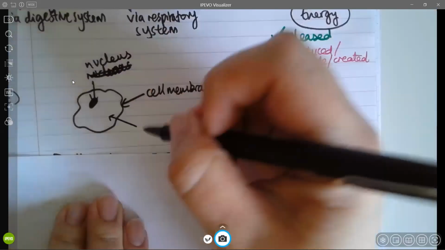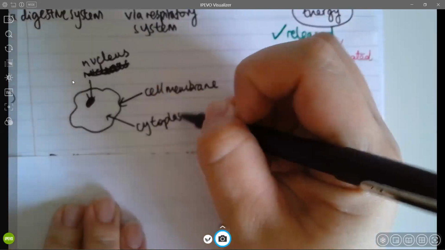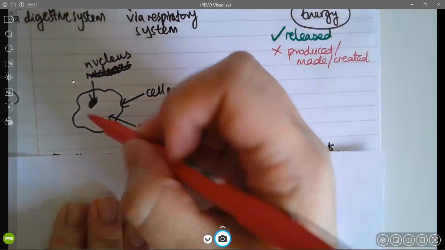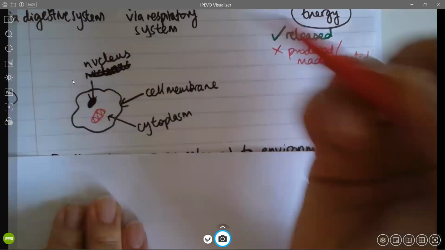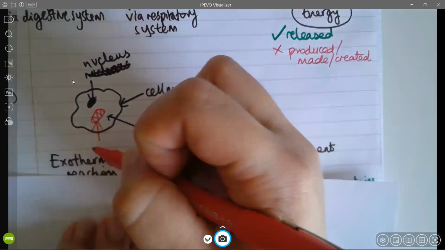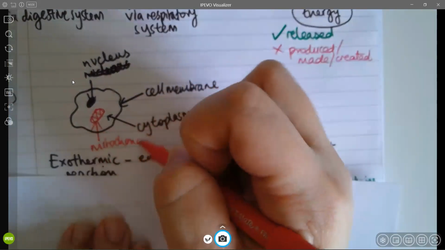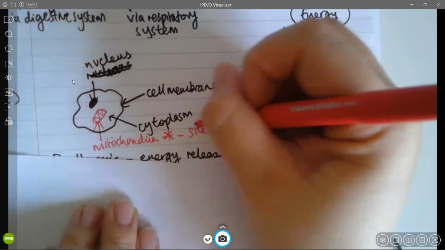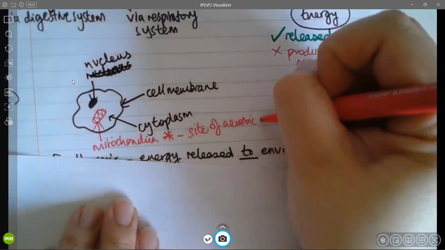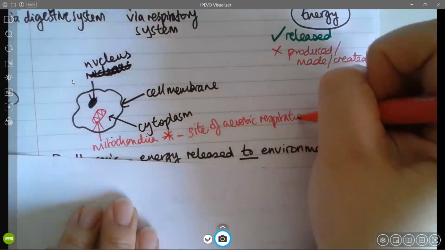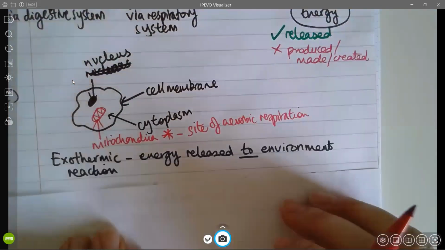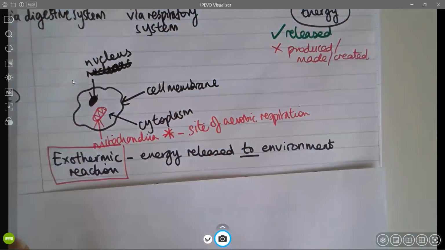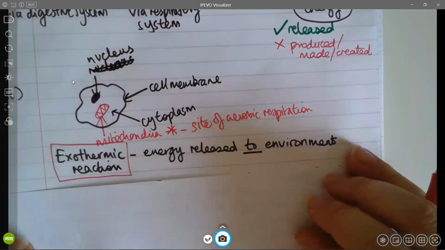We have the cytoplasm here. And we also have one other organelle, which is linked to respiration. And you should know the site of respiration is the mitochondria. And this is important for our lesson because this is the site of aerobic respiration. This respiration is an exothermic reaction, because energy is released.